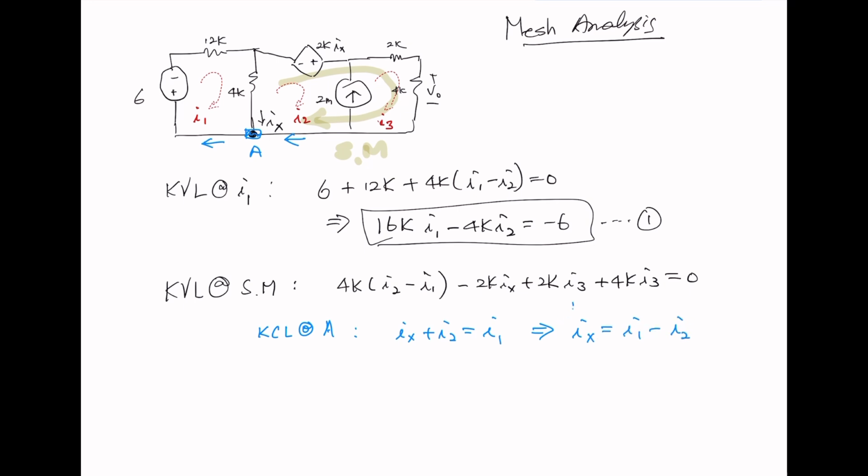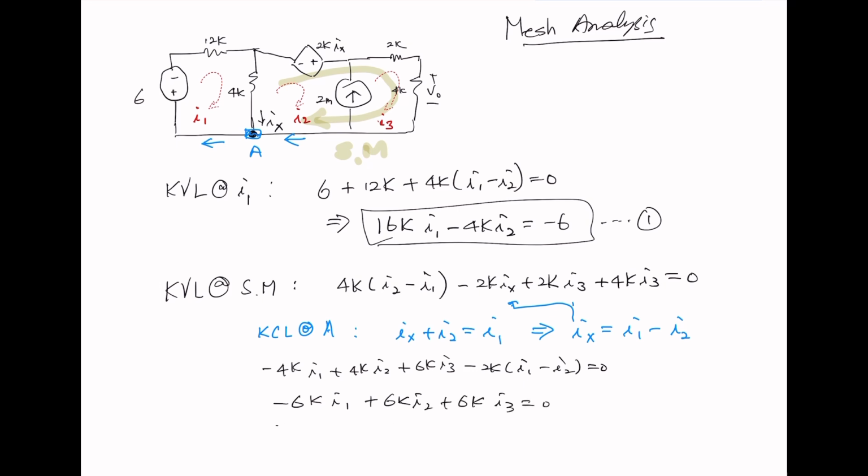We can plug this into here. If we do, we're going to have negative 4K I sub 1 plus 4K I sub 2 plus 6K I sub 3 minus 2K times (I sub 1 minus I sub 2) equals 0. If you simplify, combining the same terms together, negative 6K I sub 1 plus 6K I sub 2 plus 6K I sub 3 equals 0. And that's our second equation.